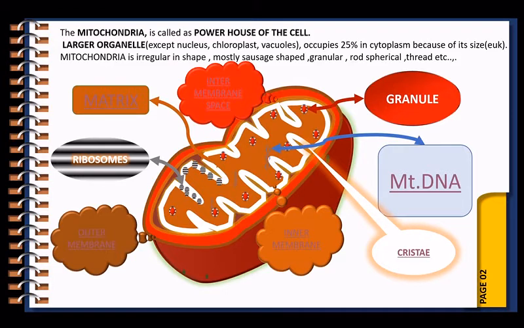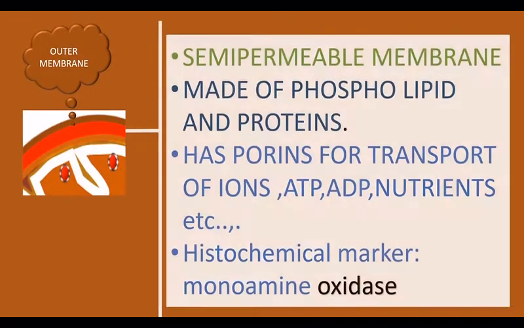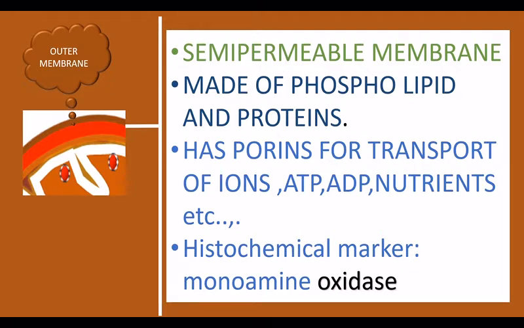First we can see about the outer membrane. The outer membrane is a semi-permeable membrane and it is made up of phospholipids and proteins. It has porins for transport of ions, ATP, ADP, nutrients, etc. As cells have markers, the organelles also have histochemical markers. The outer membrane has monoamine oxidase as the histochemical marker.